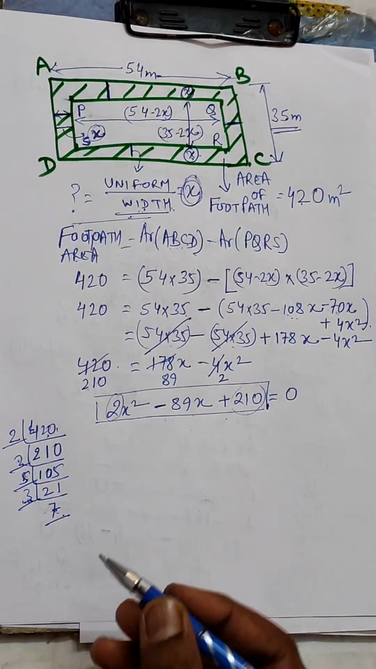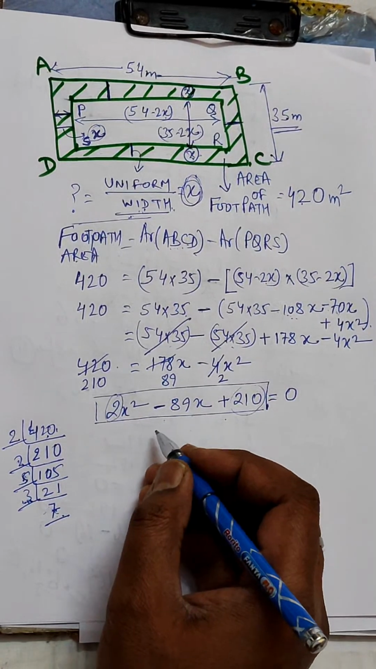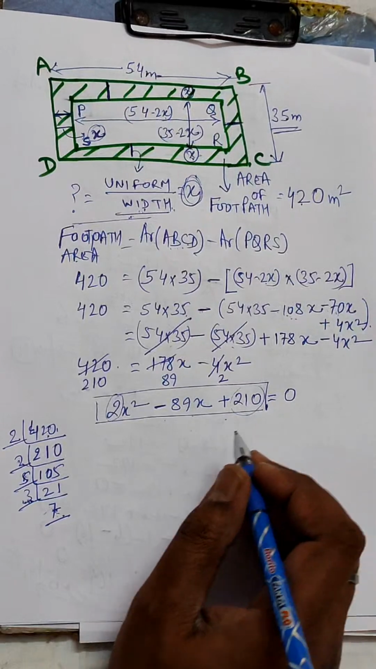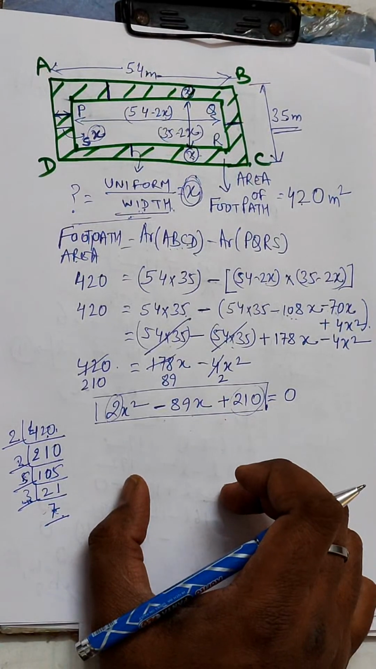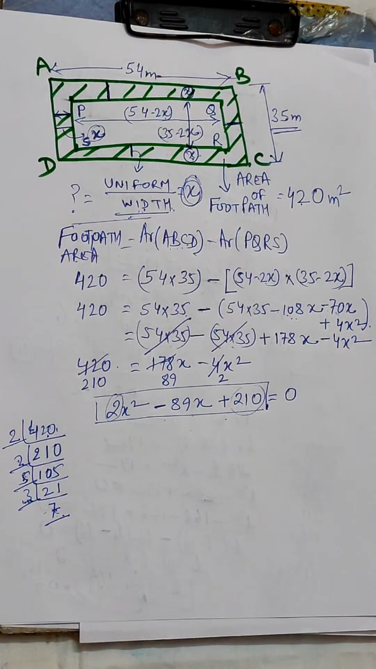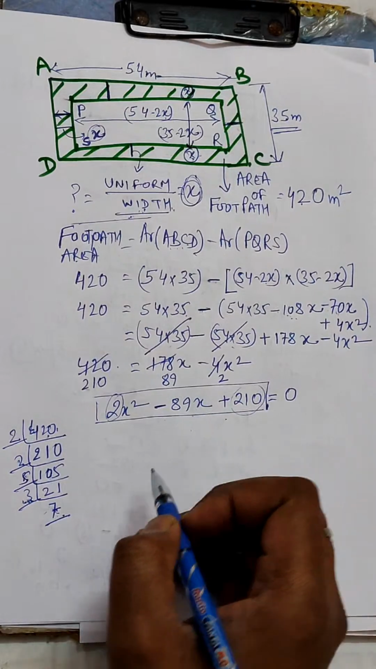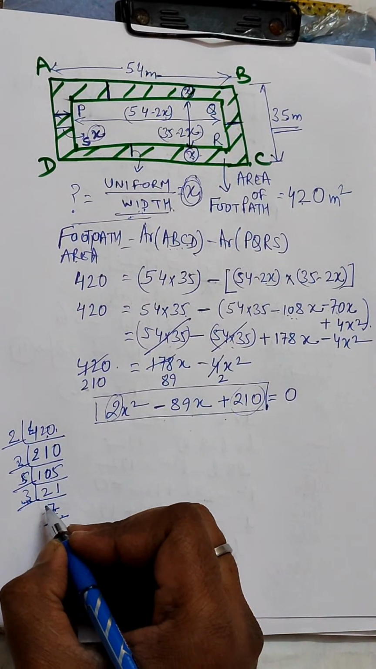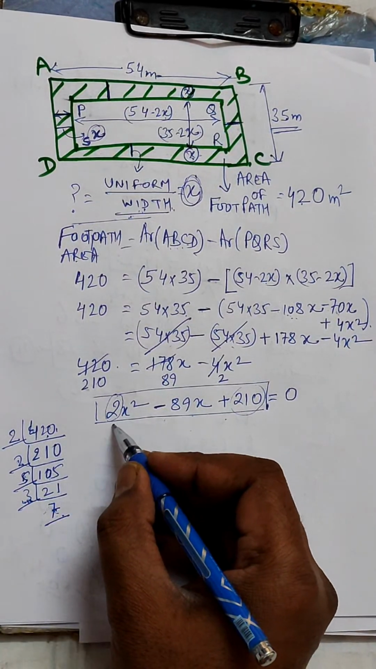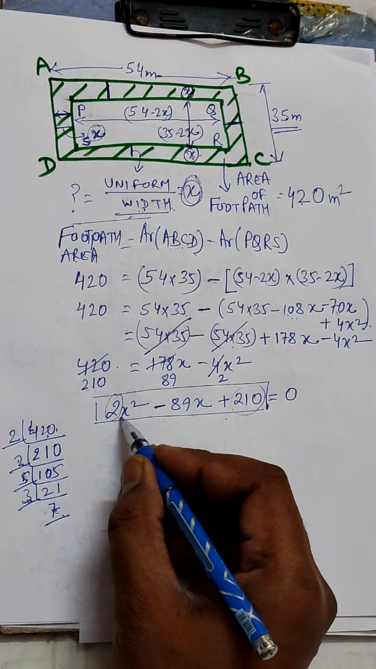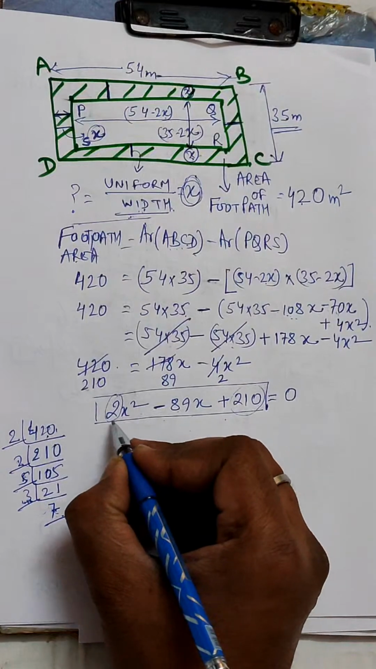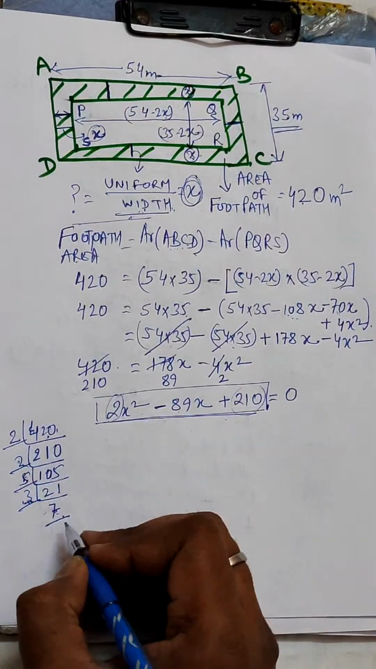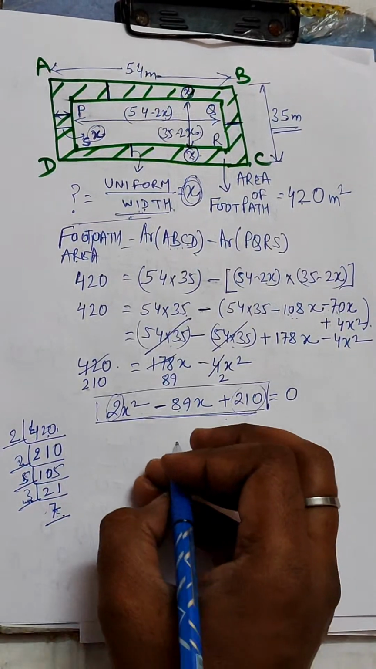So rather than investing more time, we can also go with the formula ax square plus bx plus c, and split it. But we'll try more. Since this gives you 2x square minus 89x plus 210, you can just use the simple quadratic formula because splitting the middle term is taking time, right?